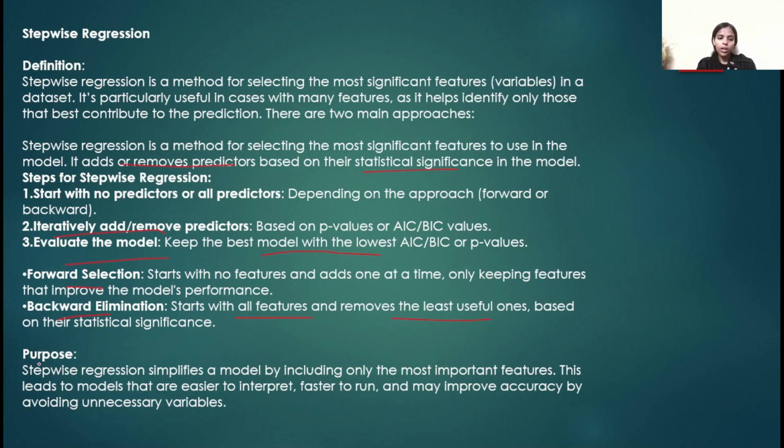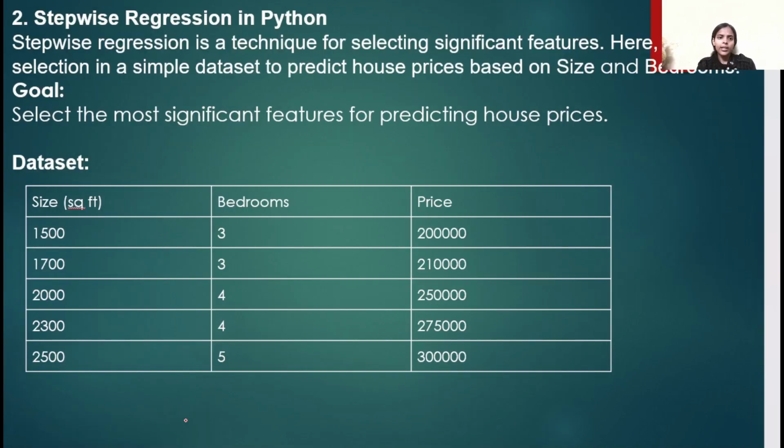Now what is its purpose? Its purpose is that stepwise regression simplifies a model by including only the most important features. This leads to models that are easier to interpret and that may improve our accuracy by avoiding unnecessary variables. Let's see an example of stepwise regression in Python. As we have seen, stepwise regression is a technique for selecting significant features.